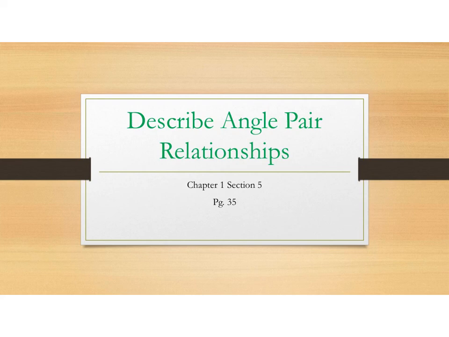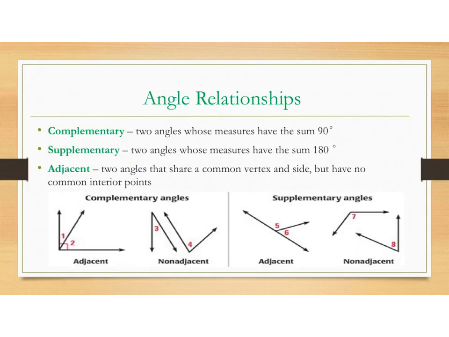Okay, so today we're going to learn about different angle pair relationships. The first one is complementary, and these are two angles whose measures have a sum of 90 degrees. The second angle pair relationship is supplementary angles, and those are two angles whose measures have a sum of 180.